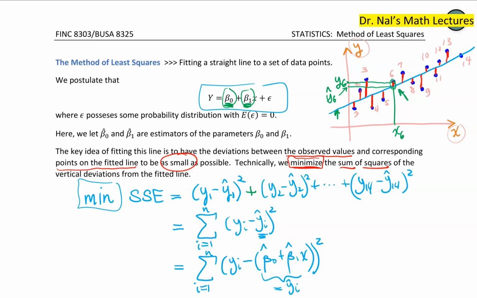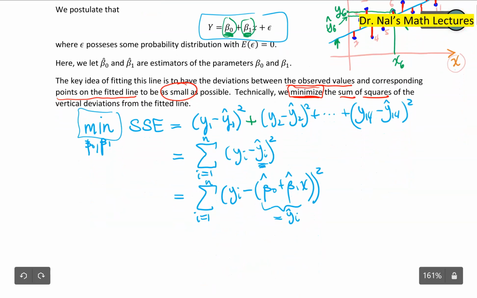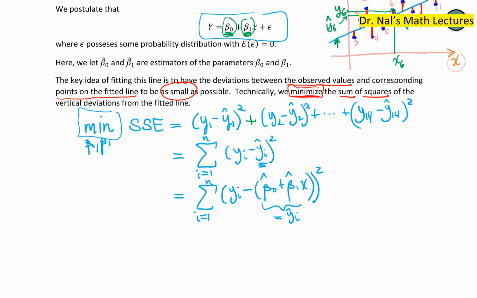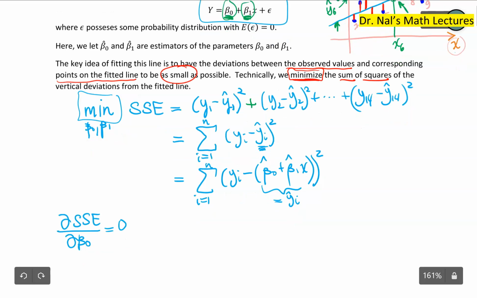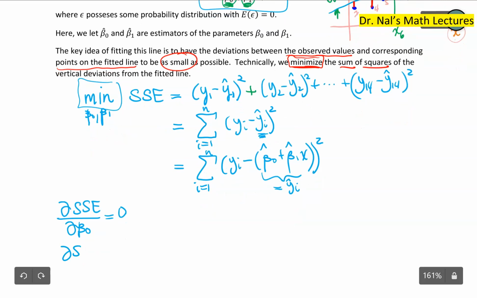It turns out it's a rather straightforward business. We are minimizing with respect to beta 0 and beta 1. Technically, what I'm doing is using calculus. We take the partial derivative of the sum of squares of these deviations with respect to beta 0 and set it equal to 0. We'll get an equation from there. Then we do the same thing for beta 1: partial derivative, set it equal to 0.